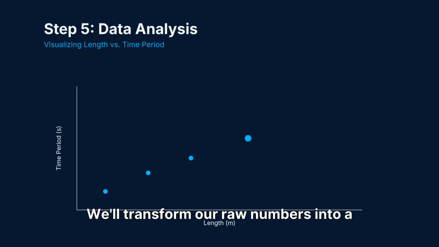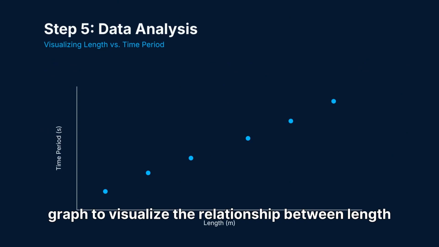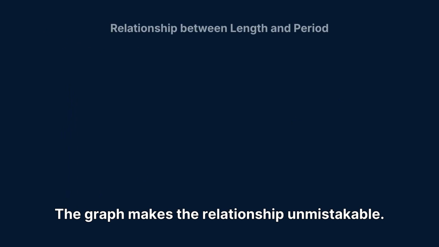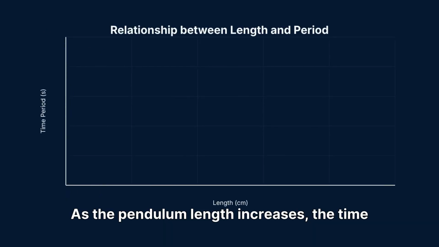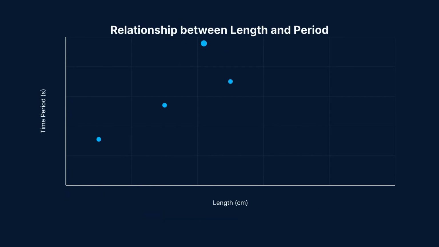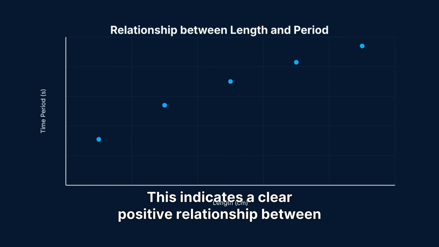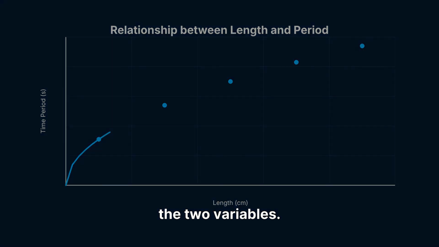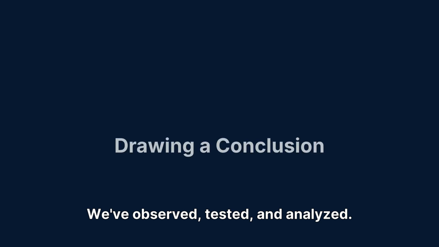We'll transform our raw numbers into a graph to visualize the relationship between length and time period. The graph makes the relationship unmistakable. As the pendulum length increases, the time period rises steadily. This indicates a clear positive relationship between the two variables. We've observed, tested, and analyzed.